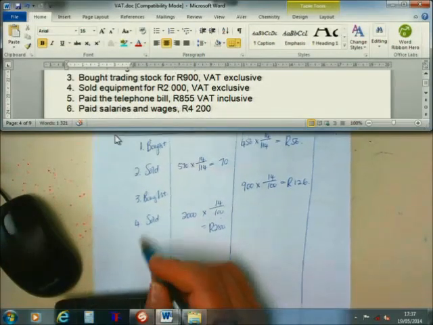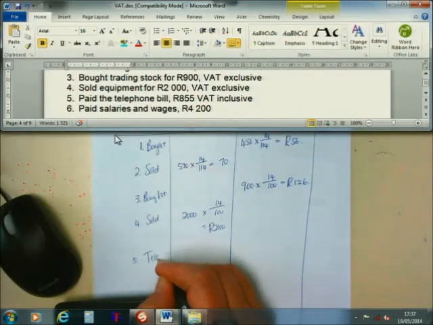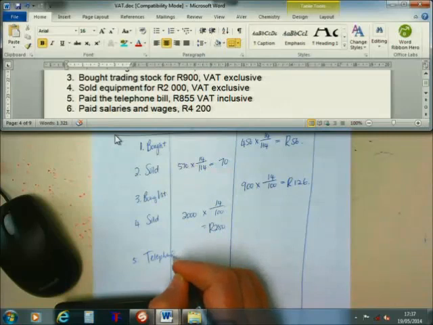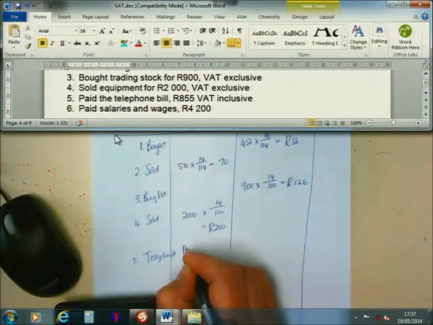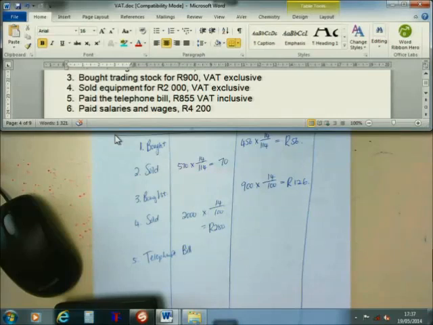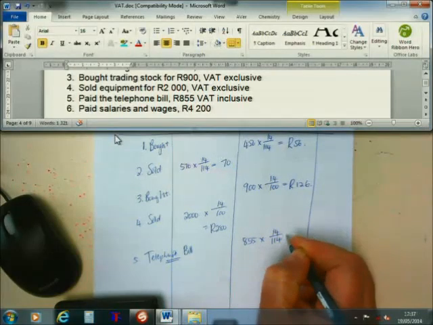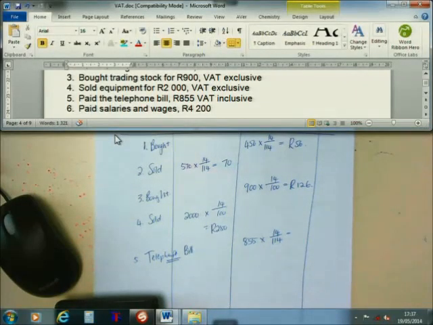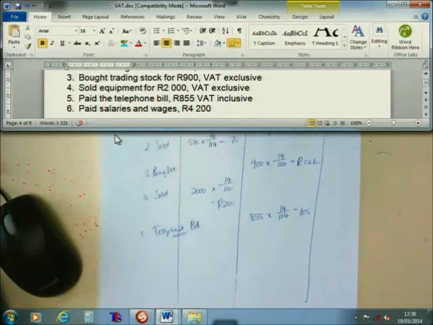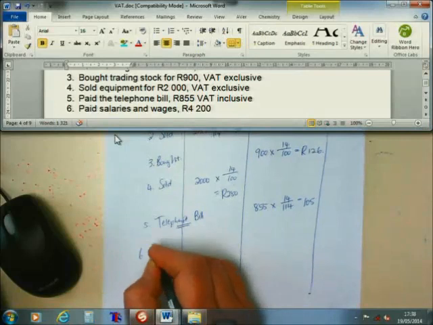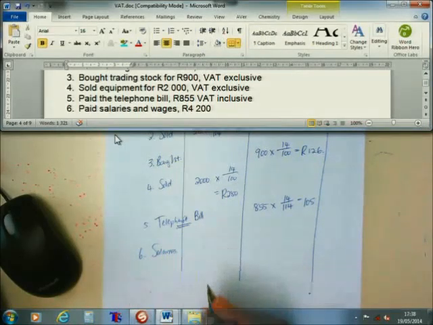Paid the telephone bill. What is the telephone bill? Is it input or output? We receive the service, so it's input. 855 times 14 over 114 gives you 105. And the last one is paid salaries and wages. Salaries and wages are exempt items.